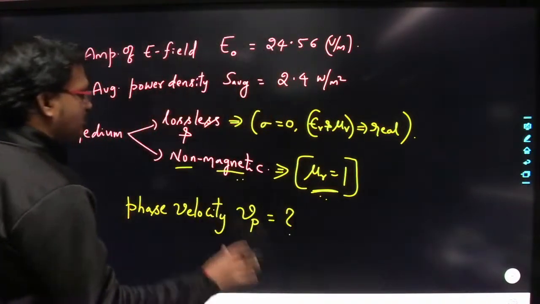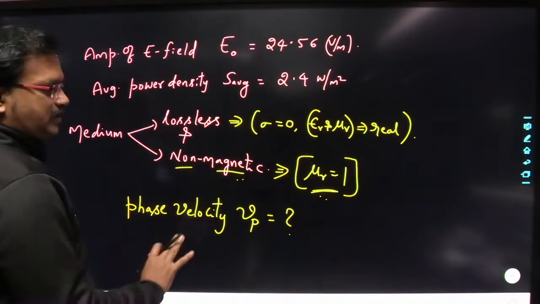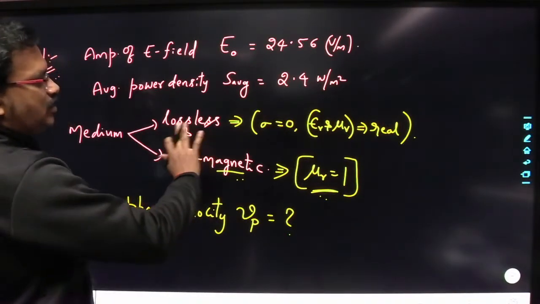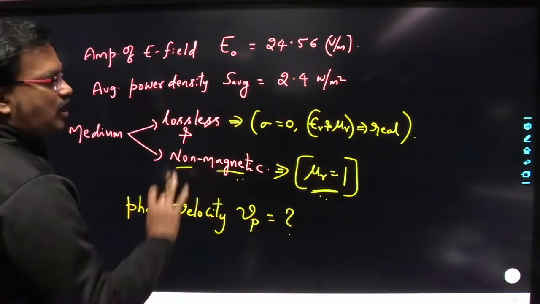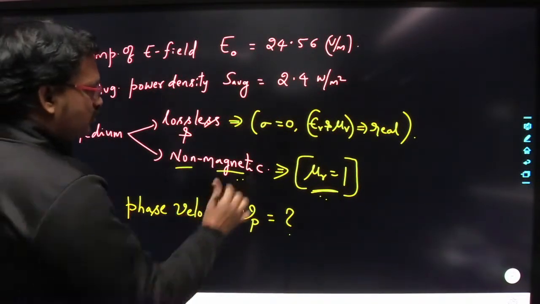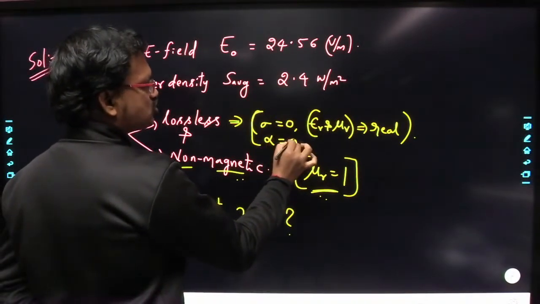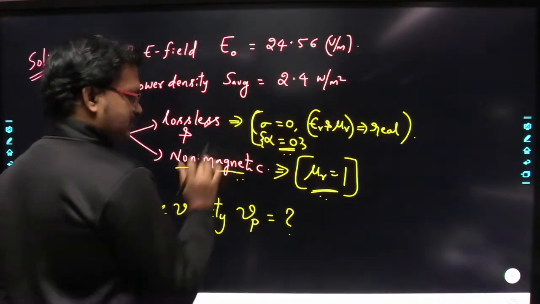See, here they have given the hint for relative permeability, that is non-magnetic medium, which means mu r equal to 1, right? And they have given that lossless medium, which means sigma is equal to 0. Epsilon r and mu r values are real. So in this medium there will be no attenuation constant, so alpha will also become 0, right? So these things we can determine.